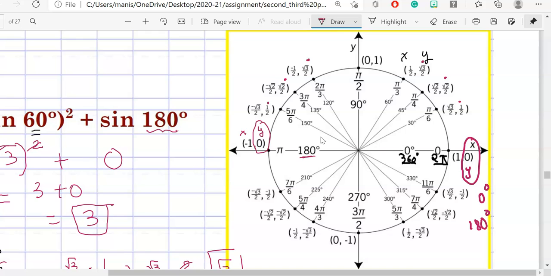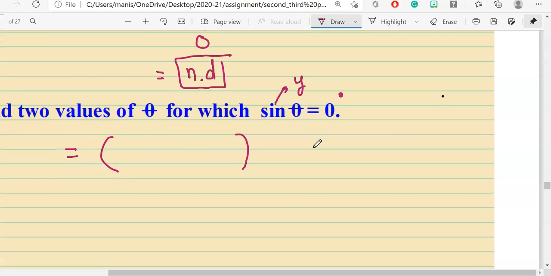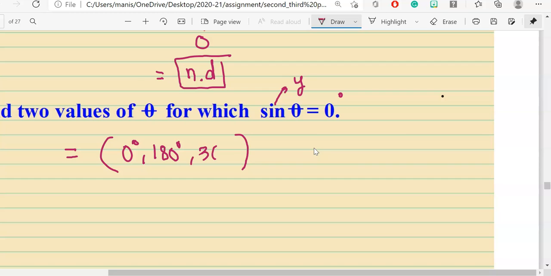Let's see, do we have any other place? 0, no, no, no, no. I got one more answer, 360 degrees. I have three answers over here, 0, 180 and what? 360. So I will go down over here and I'll write my answer. So I have three values over here. One is your 0 degrees, another one is your 180 degrees, third one is your 360 degrees.